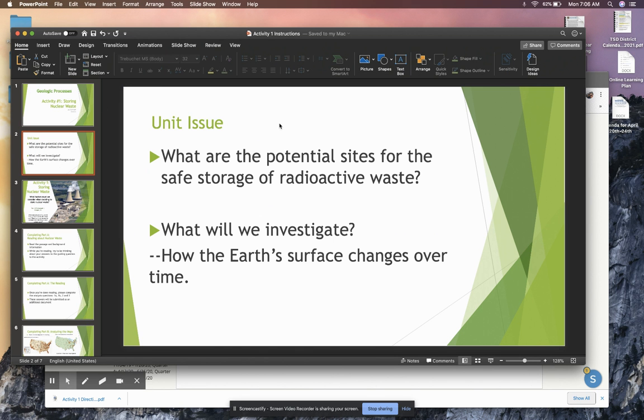So if we look here, the biggest thing of what the unit issues, our final project, is going to be is what are the potential sites for safe storage of nuclear waste? You will eventually need to be able to explain to me what sites in the United States you would use to actually store nuclear waste. And what are we going to investigate? We're going to look at how the Earth's surface changes over time. Because when we want to store nuclear waste, we have to store it in the Earth's surface.